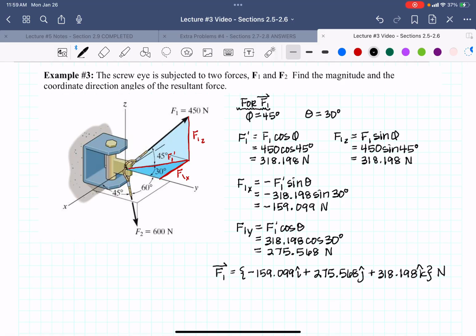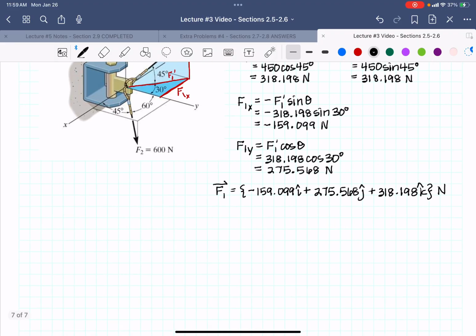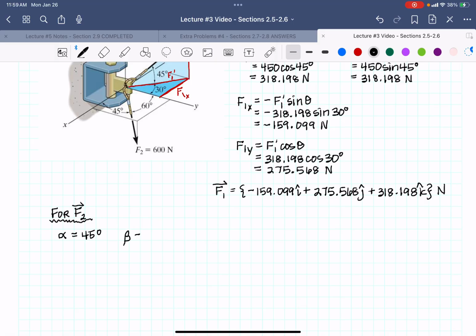All right, now we're going to look at force 2. So go down here, we're going to say for F2. If you notice that F2, they're giving us the angle from the vector to the positive x-axis, so that's alpha, which is equal to 45 degrees. And they give us the angle to the positive y-axis, so they also give us beta, which is 60 degrees. They do not give us gamma.